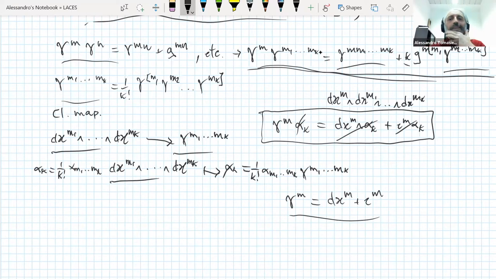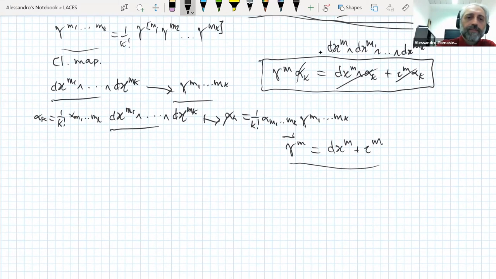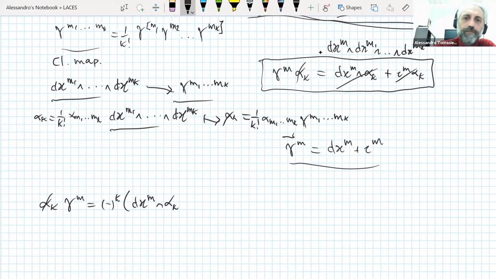There's a similar identity for the right action of a gamma M. Here, to tell the difference, I'll write it like this. So the similar identity for the right action has a minus sign here. You see, I'm trying to be careful. You first take the wedge or the contraction and then the slash.